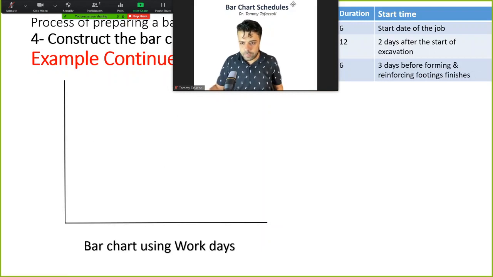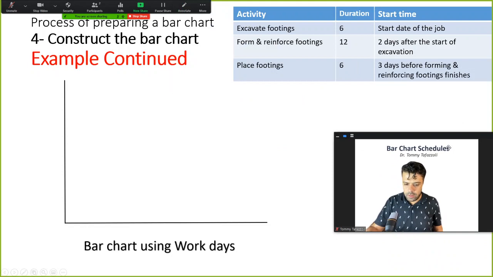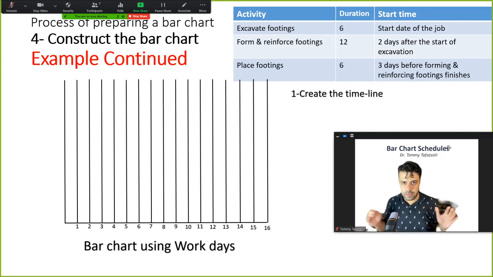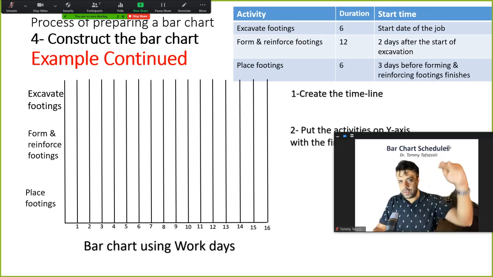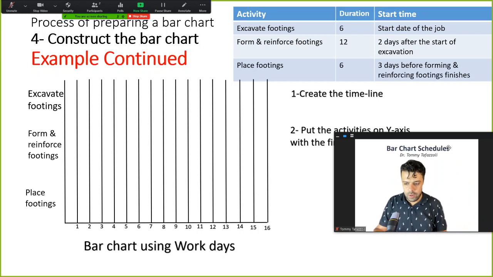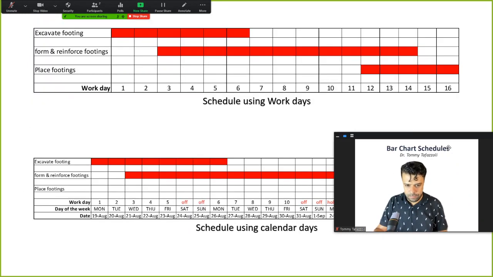All right, back to our example. Now we have the activities, we have the durations, and we have the sequencing or the dependencies between activities. So all the three items we needed for creating a bar chart are ready. First we create the timeline on the x-axis, starting with the first day on the left side and the next days following that. So we have three activities. We start with the first activity on top, and then we follow to the bottom. So this is how your schedule looks like.